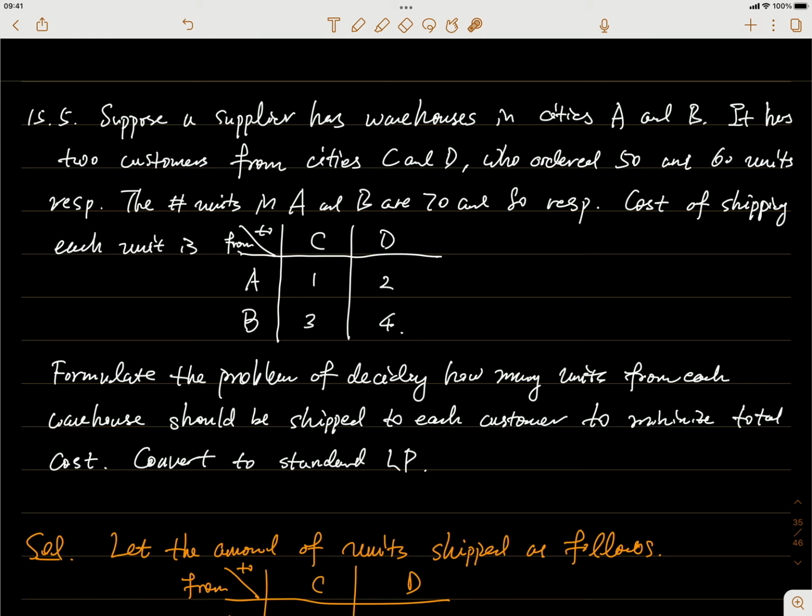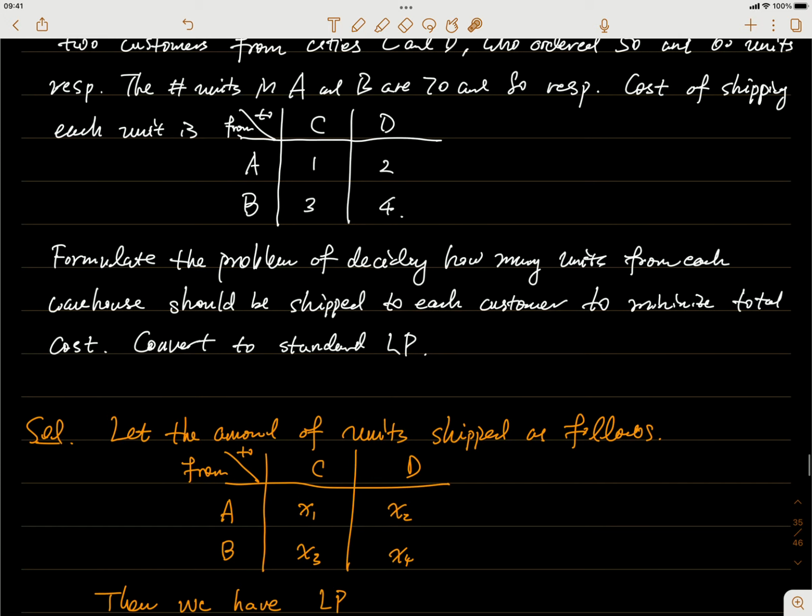The cost of shipping those units is given by the following table. That means if you ship one unit from the warehouse in city A to the customer in city C, you will spend one unit of money. And from city A to city D, you require 2. So that's the table right here.